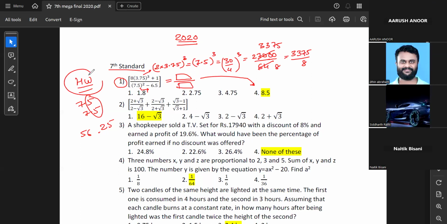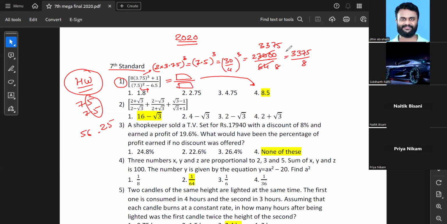Sir, can you explain that trick? I didn't know about that. Sure. Whenever you have a number which is ending at 5, it can be a two-digit number or a three-digit number, however many digits you have, it doesn't matter. But the point is it should end at 5.